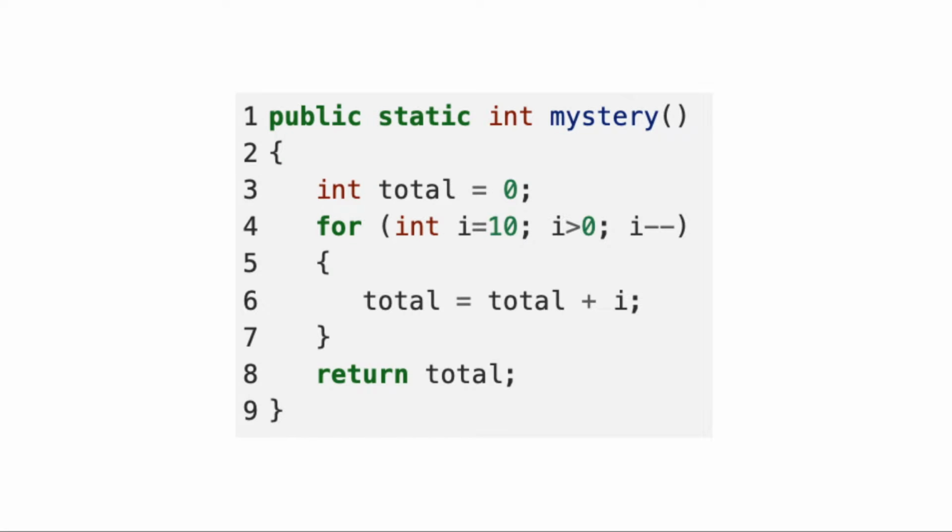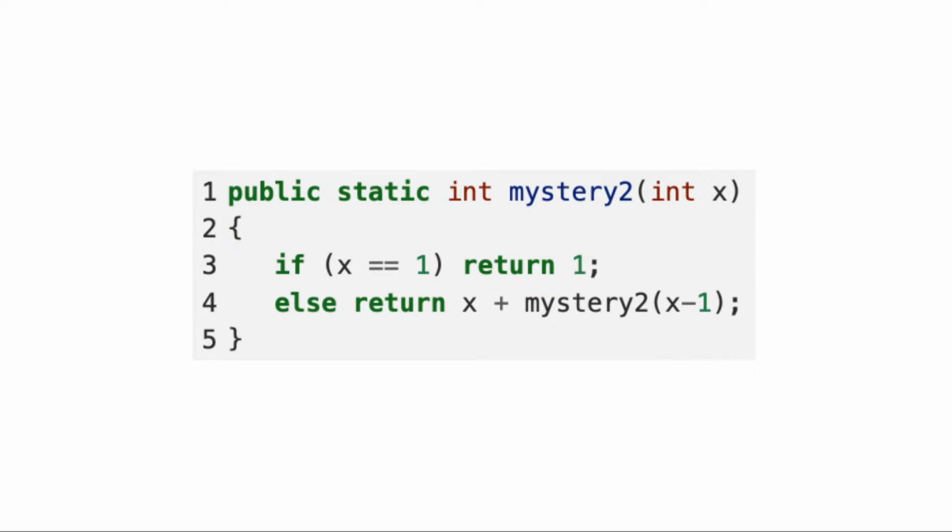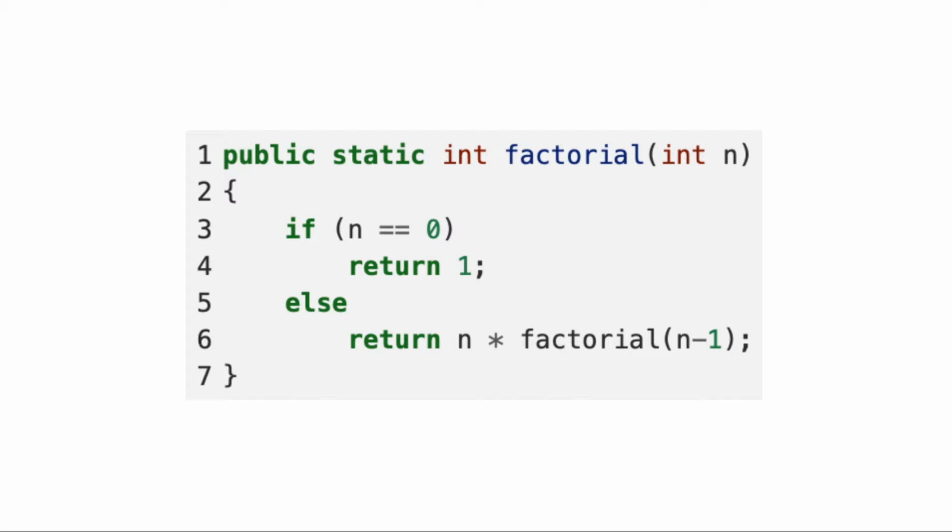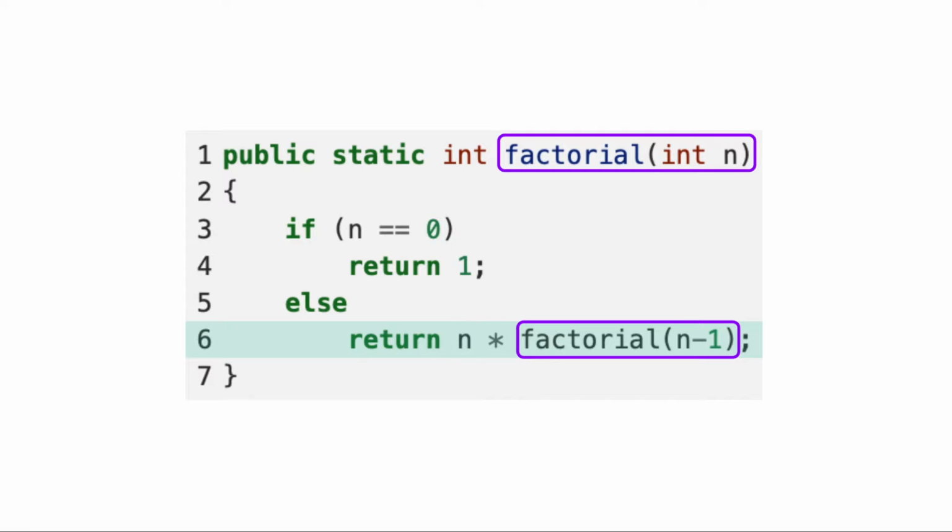Is this method considered recursive? There is no call to the method mystery inside the method mystery, so this is not a recursive method. Is this method considered recursive? Yes, any method that contains at least one call to itself is considered recursive. Which line in the method factorial contains the recursive call, or the call to the same method? Line 6 contains a call to the same method, which makes it a recursive method.